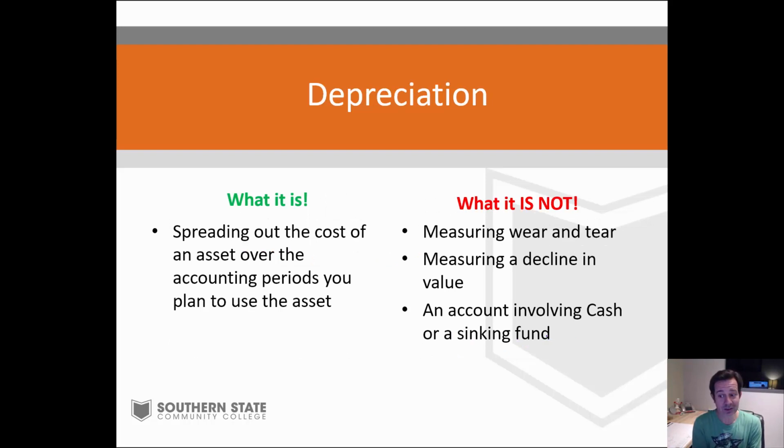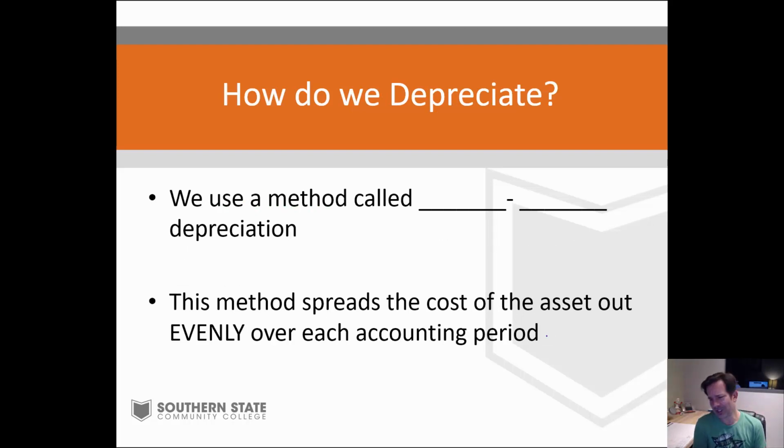So again, what it is: taking what we paid for an asset, spreading it out over all the accounting periods we plan on using it. What it's not: measuring wear and tear. It's not measuring a decline in value. It's not an account we've set up to create a sinking fund that we put money into to replace an asset down the road or anything like that. All we're doing is spreading out the cost of what we paid for an asset. Okay? That's depreciating. So, how do we depreciate?